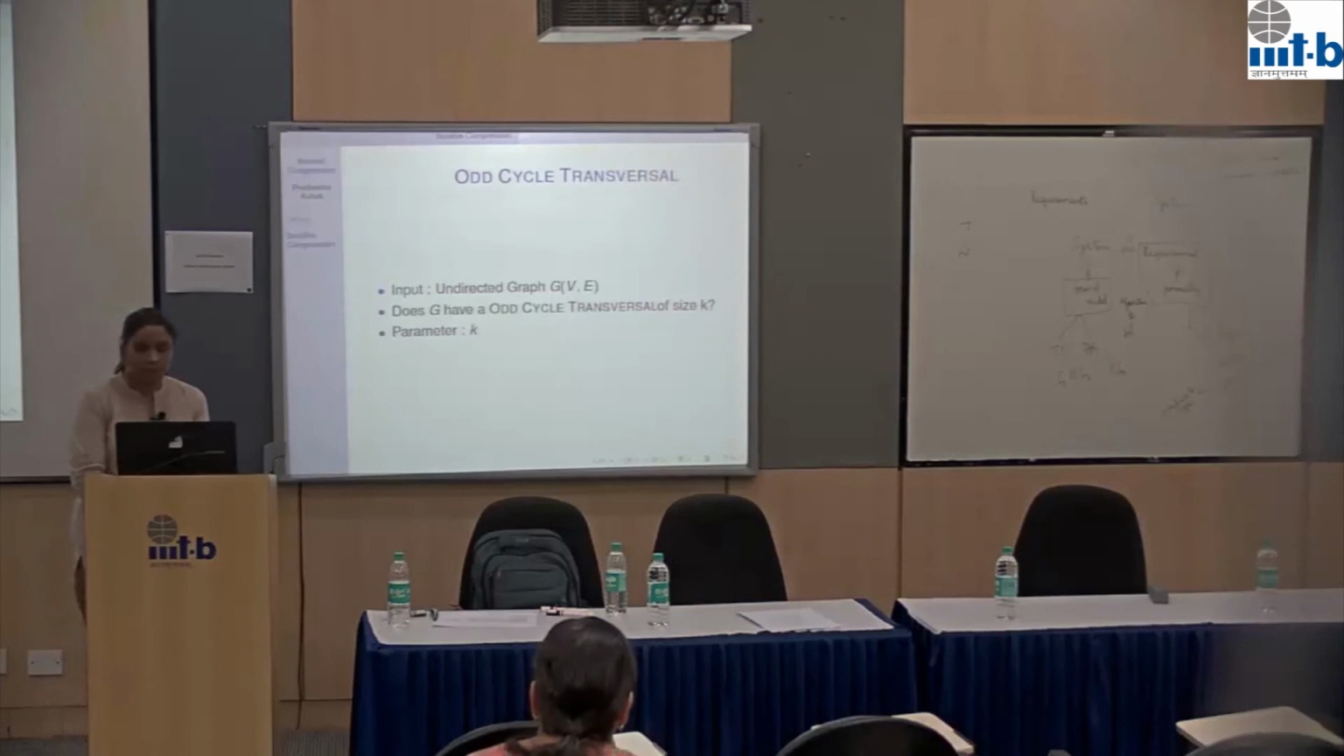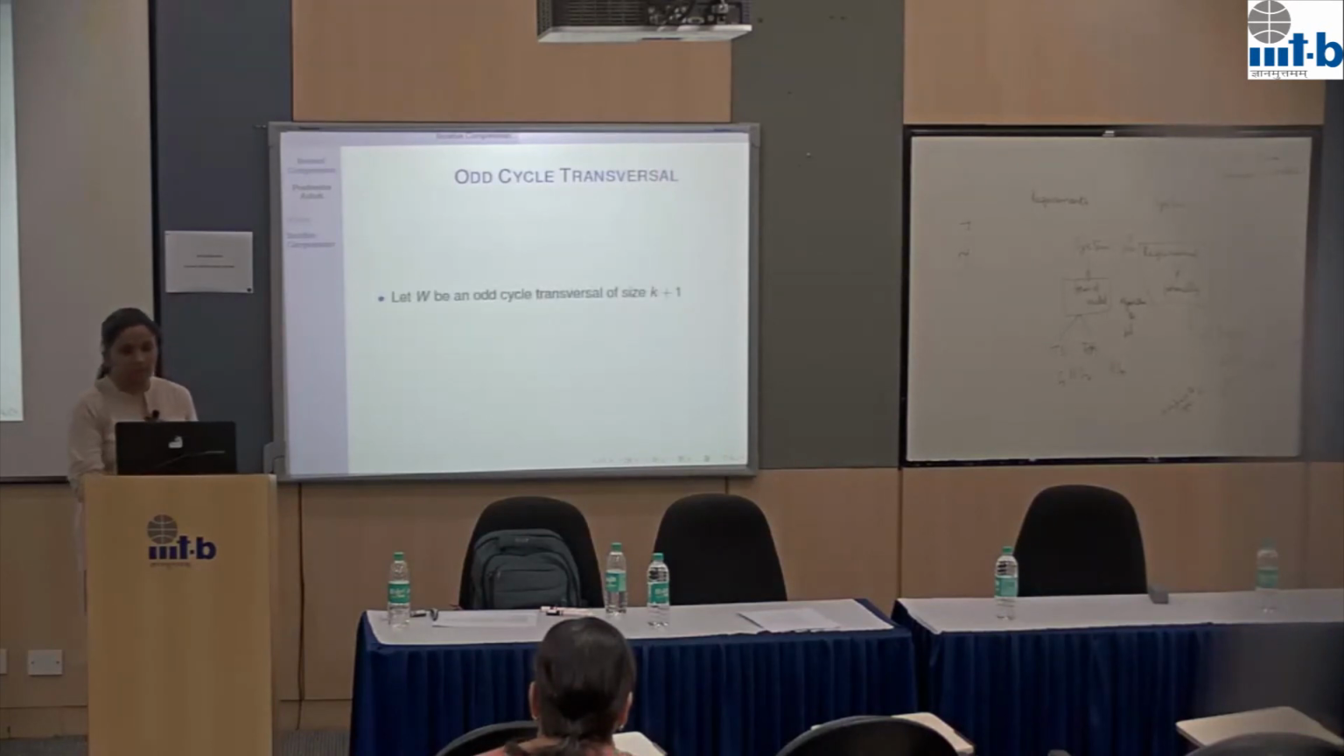Okay, so how will iterated compression work? We'll start with the odd cycle transversal, or OCT, of size k plus 1. We know how to get it, right? You start with a small instance and keep on compressing it till it works for the large instance.